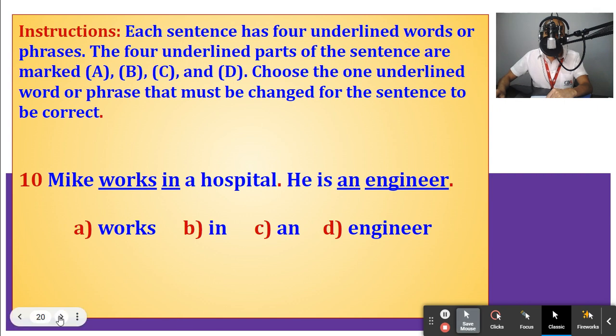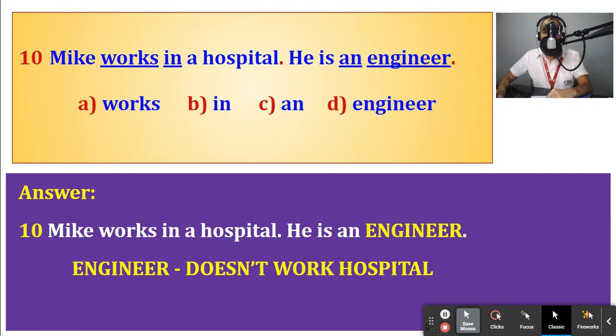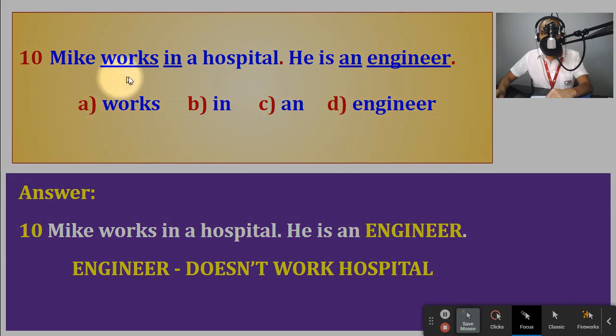All right, let's see what the mistake in number 10 is. Number 10 says, Mike works in a hospital. He is an engineer. Well, in this case, the mistake is letter D. An engineer works in another place, but not in a hospital. It's not possible that an engineer works in a hospital. That's why letter D is the mistake. In this case, it could be he is a doctor or it could be he is a nurse, but not an engineer.